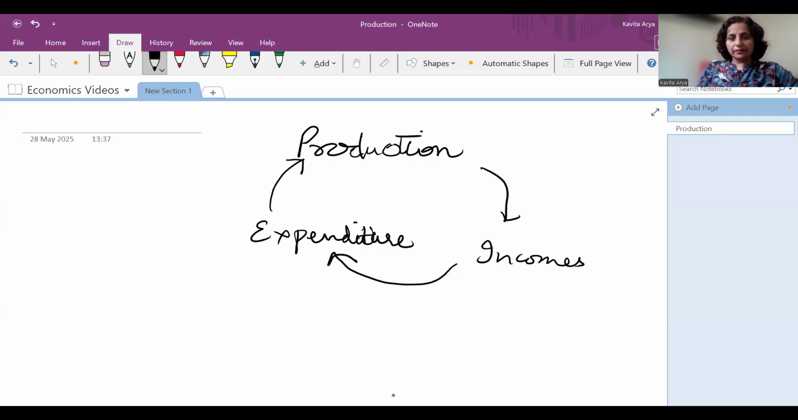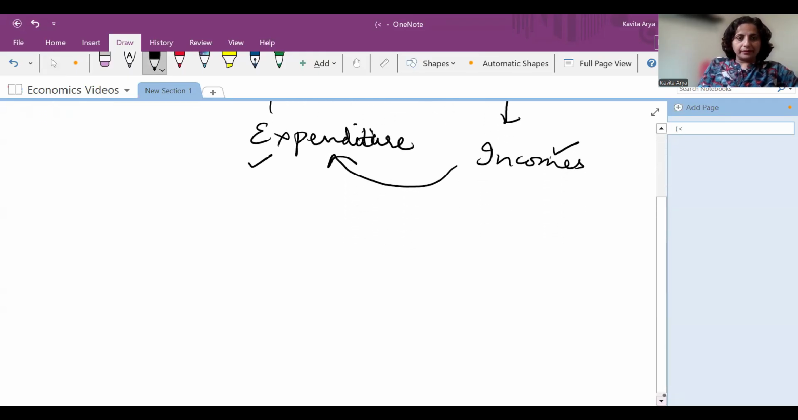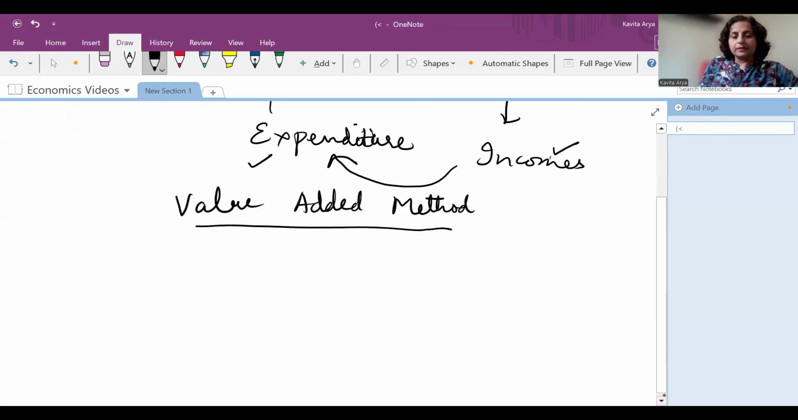And because of these different methods, production method, income method, and expenditure method, we have three methods of calculating national income. And the very first method is called product method or production method or value added method. So let's have a quick look at what it is and why it so happens. Let's understand what this phenomenon is and what it gives us.